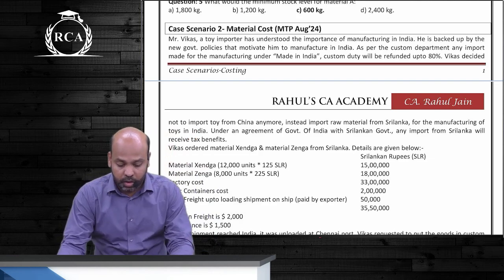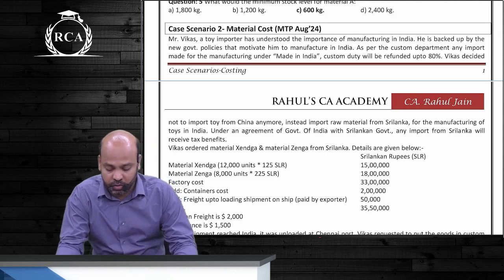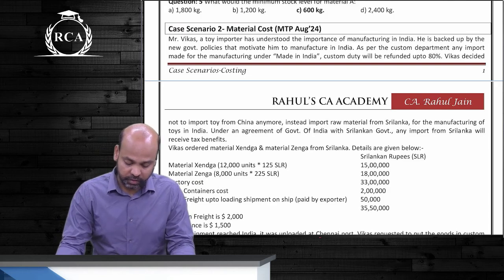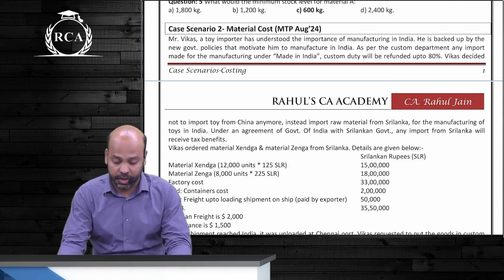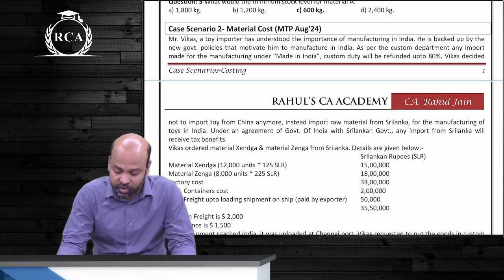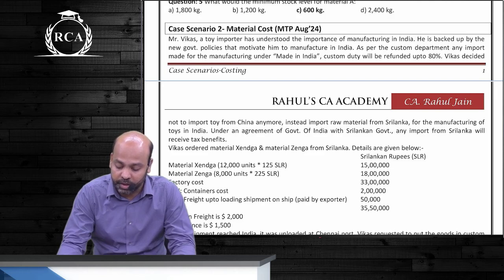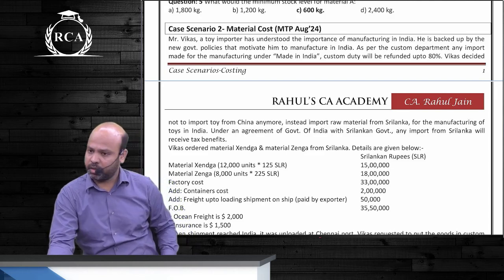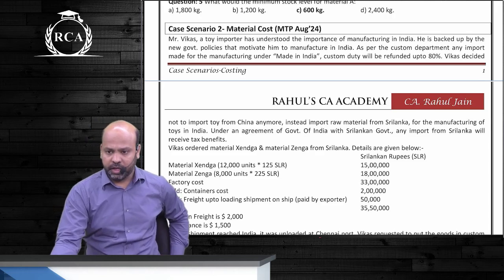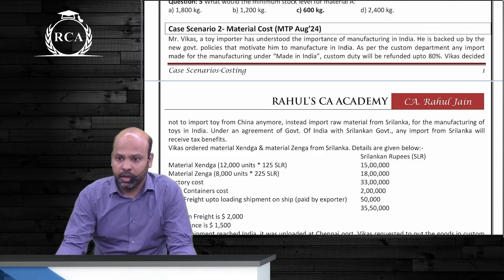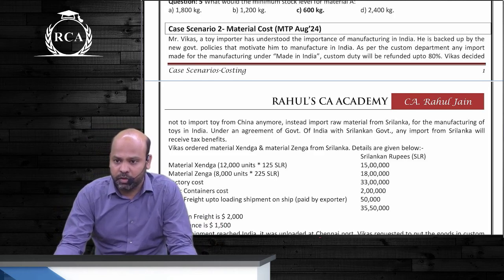So, Mr. Vikas, a toy importer, has understood the importance of manufacturing in India. He is backed up by the new government policies that motivate him to manufacture in India. As per the Customs Department, any import made for manufacturing under Made in India, customs duty will be refunded up to 80%. So guys, 80% of the custom taxes paid will be refunded. Yes guys. So only the balance 20% should be included in your cost.